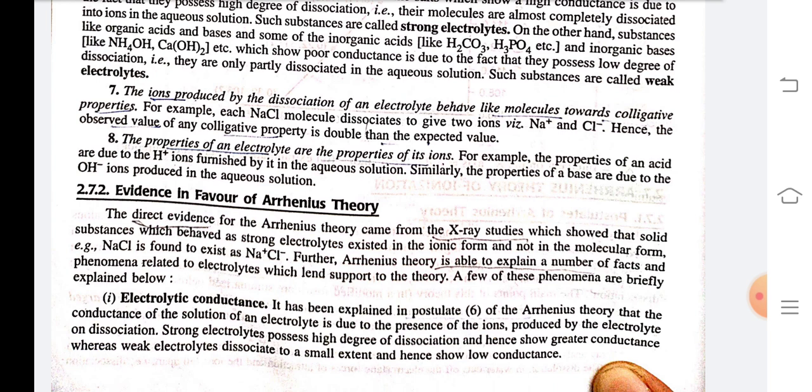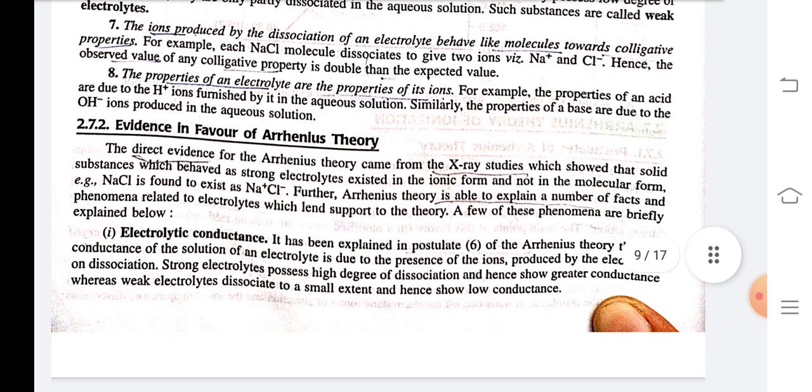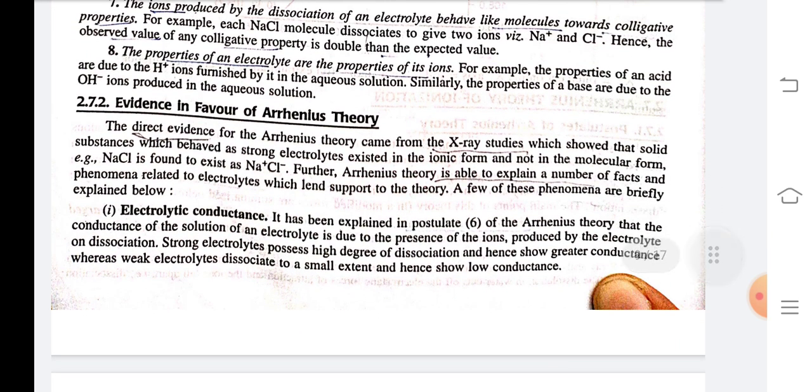8. The properties of an electrolyte are the properties of its ions. For example, the properties of an acid are due to the H+ ions furnished by it in the aqueous solution. Similarly, the properties of a base are due to the OH- ions produced in the aqueous solution.